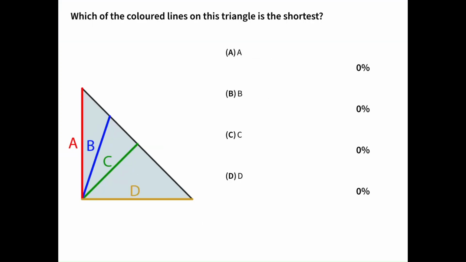This might seem like a silly question, but it is an important one. I'm showing a right angle triangle here where A is equal to D. Which of these colored lines in this triangle is the shortest line? I hope that even my 6-year-old son could perhaps answer this question, but it is important, and we'll see why in a minute.